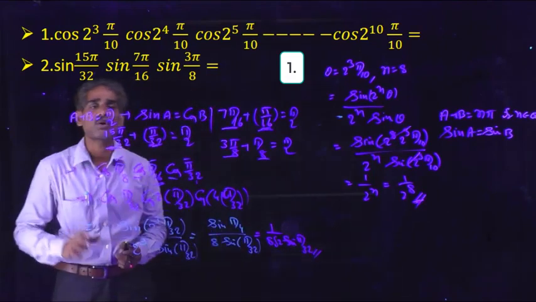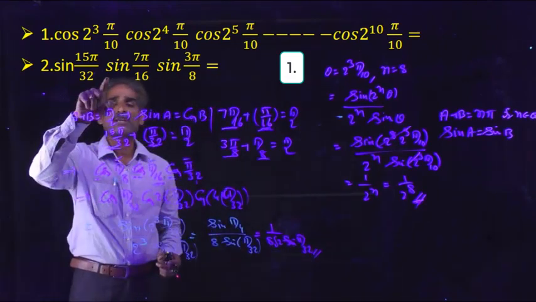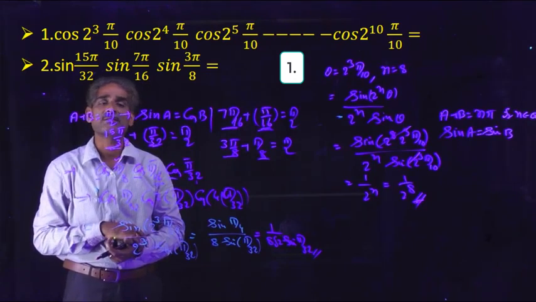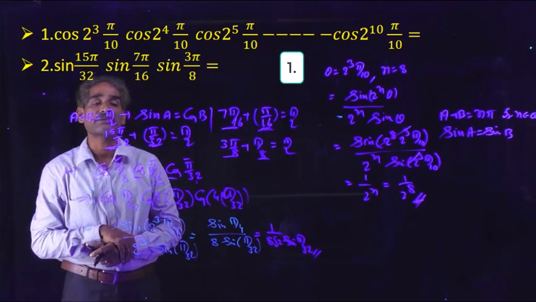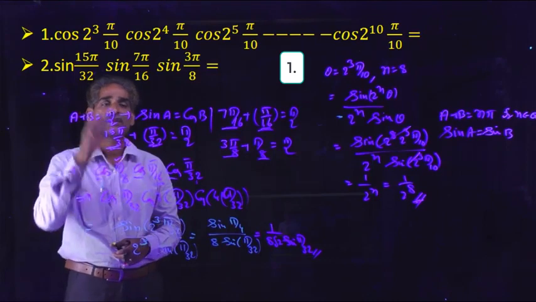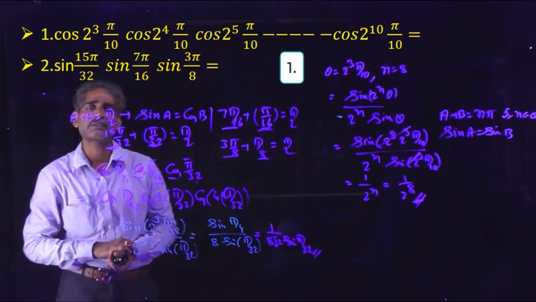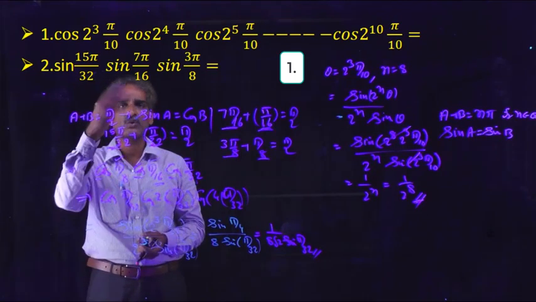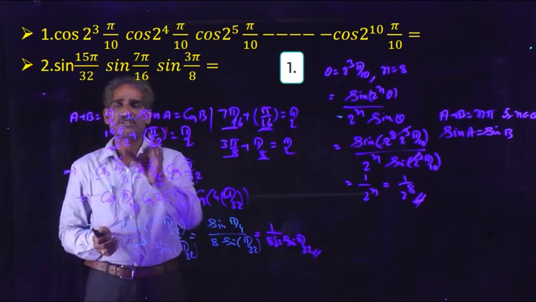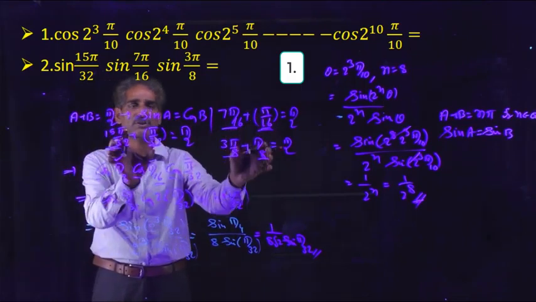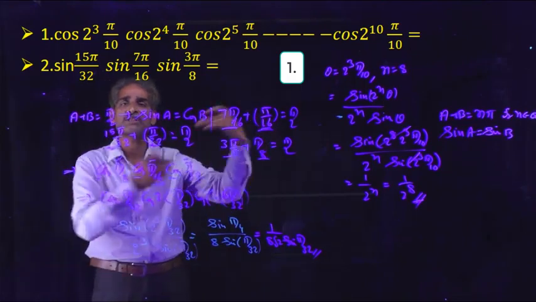You observe this problem: sine 15 pi by 32, sine 7 pi by 16, sine 3 pi by 8. If the functions are in cos, then there is a formula, so we have to convert this. See this: A plus B equal to 90, sin A equals cos B. With the help of these relations, we can convert the total expression in terms of cos.